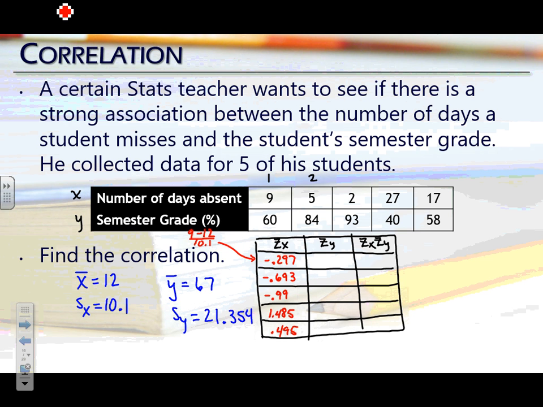Okay. KJ, you had 60, right? What'd you get? Who was checking KJ? Michael? I got negative 0.33. So that's 60 minus 67 divided by the 21.354.